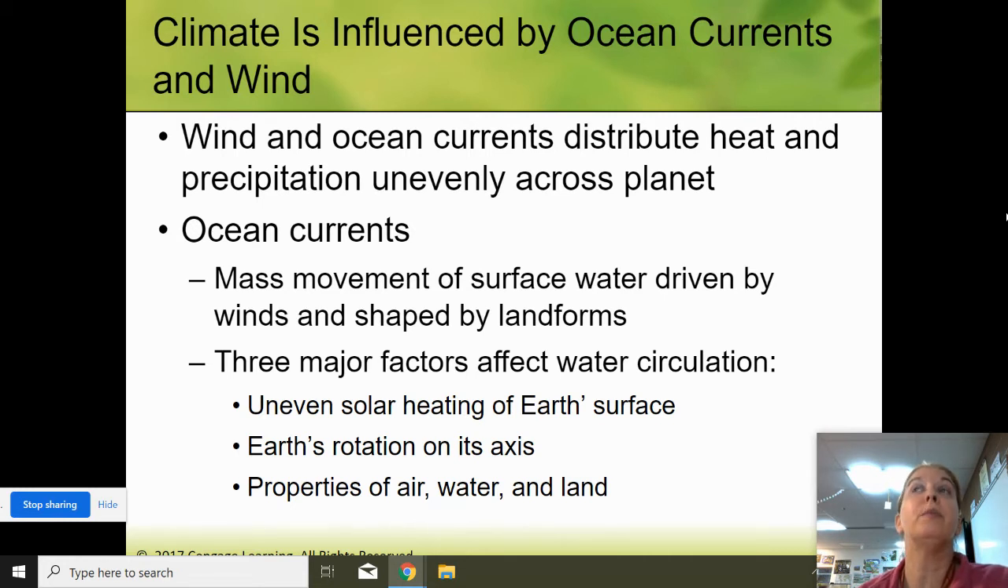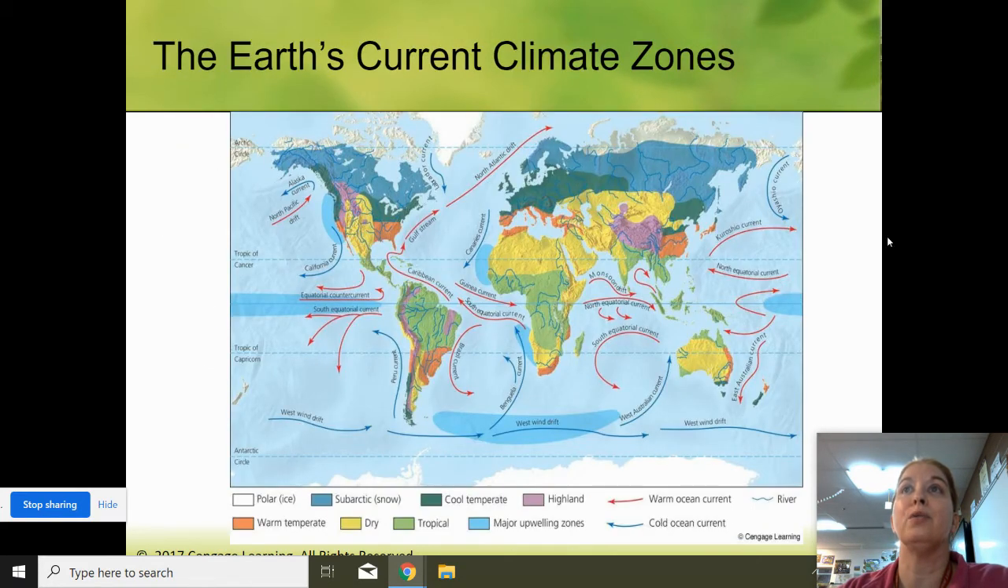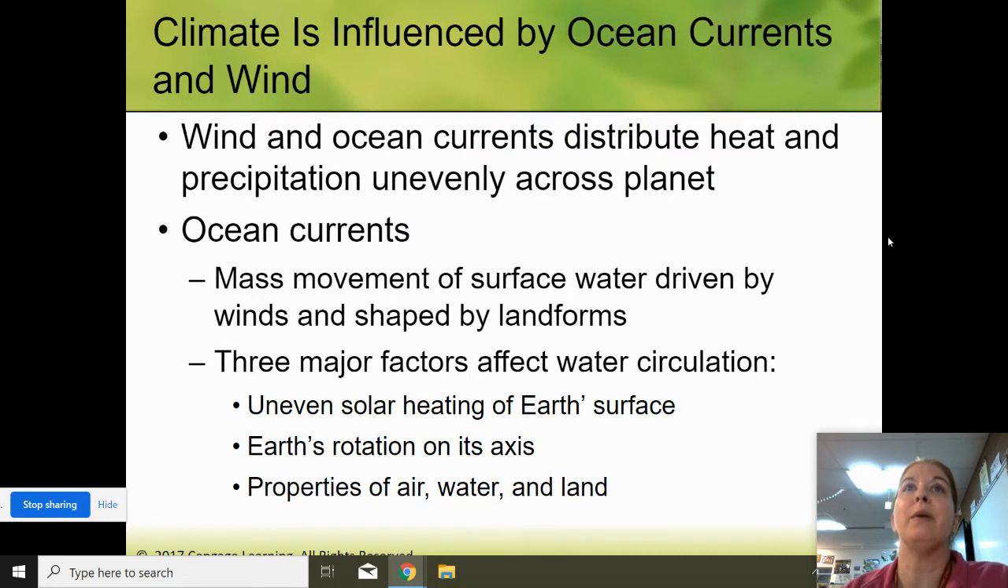Wind and ocean distribute the heat and precipitation fairly unevenly across the planet. There is some order to it, but it is somewhat uneven as well. So the ocean currents, you have mass movements of surface water driven by winds and shaped by landforms. And 3 big things happen to affect water circulation. Number 1, the Earth is not heated evenly by the sun. Number 2, the Earth rotates on its axis. And number 3, various properties of air, water, and land, all of which I'm going to talk about here in a second.